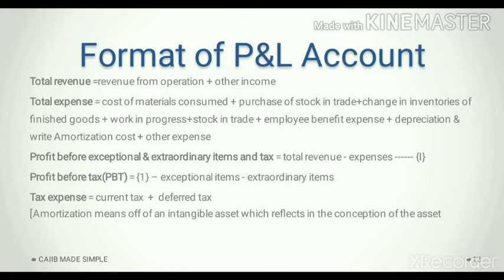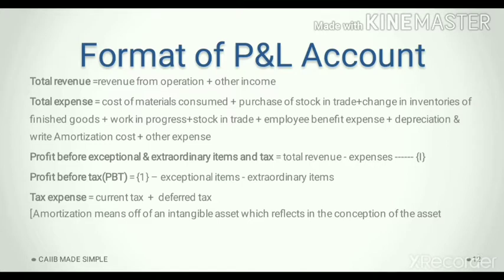Now we are already done with the format of the balance sheet and now we can see what the P&L account consists of. Total revenue equals revenue from operations plus other income. Total expense equals cost of materials consumed plus purchase of stock in trade plus changes in inventories of finished goods, work in progress and stock in trade, plus employee benefit expense plus depreciation and amortization cost and other expense. Amortization means the write-off of an intangible asset, which reflects the consumption of the asset.